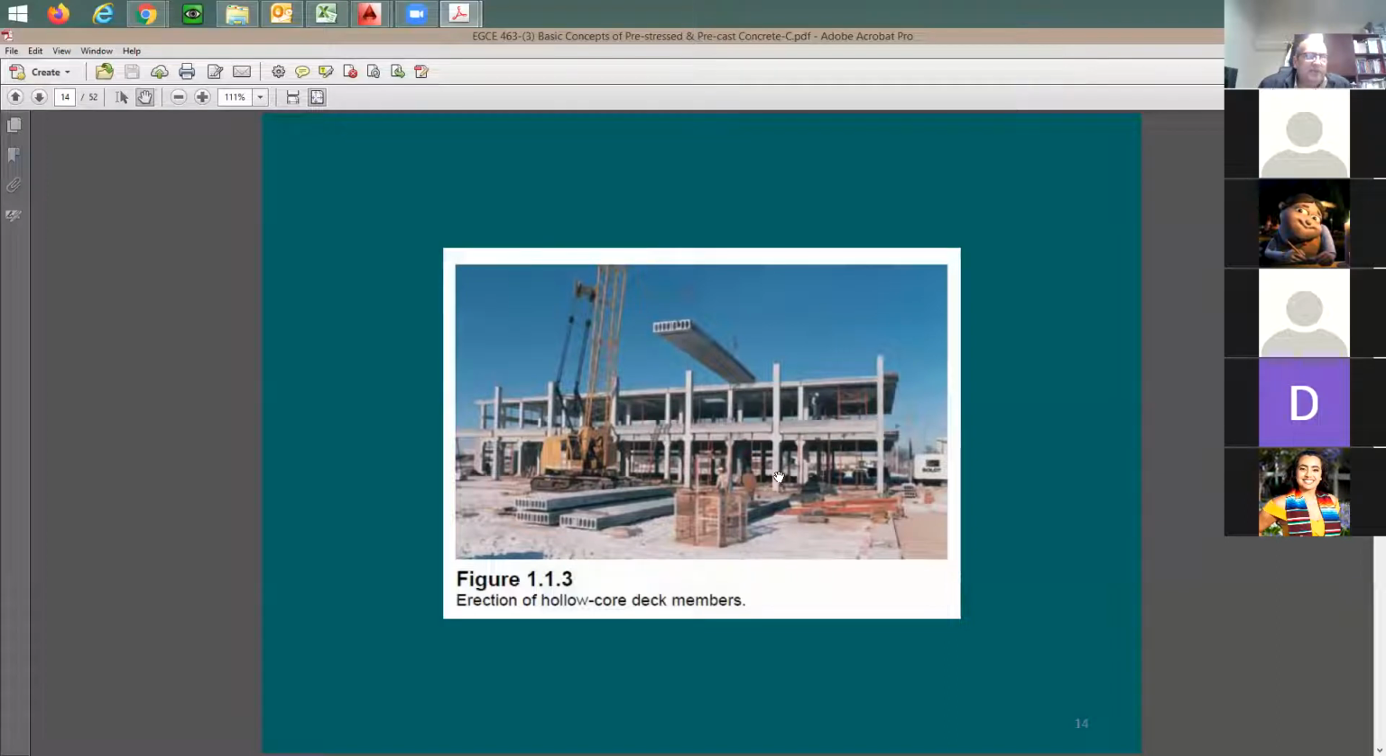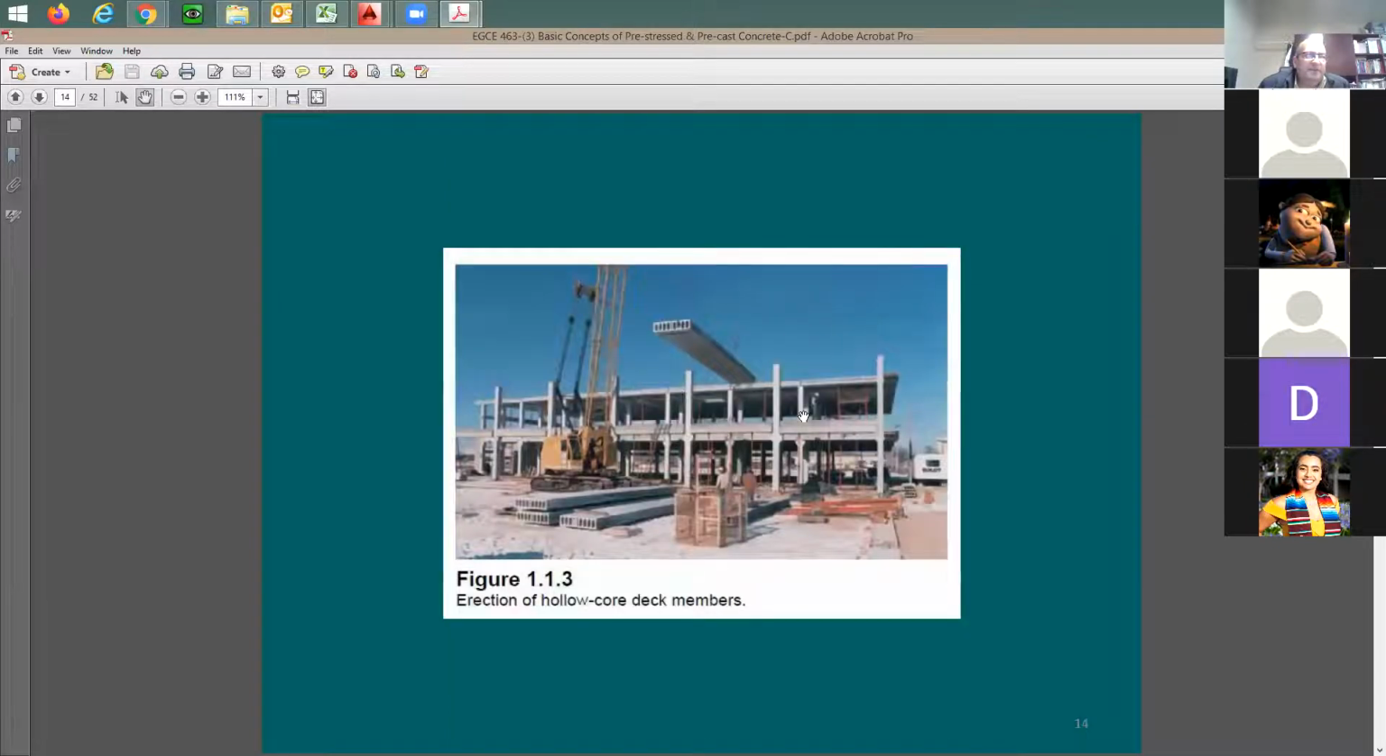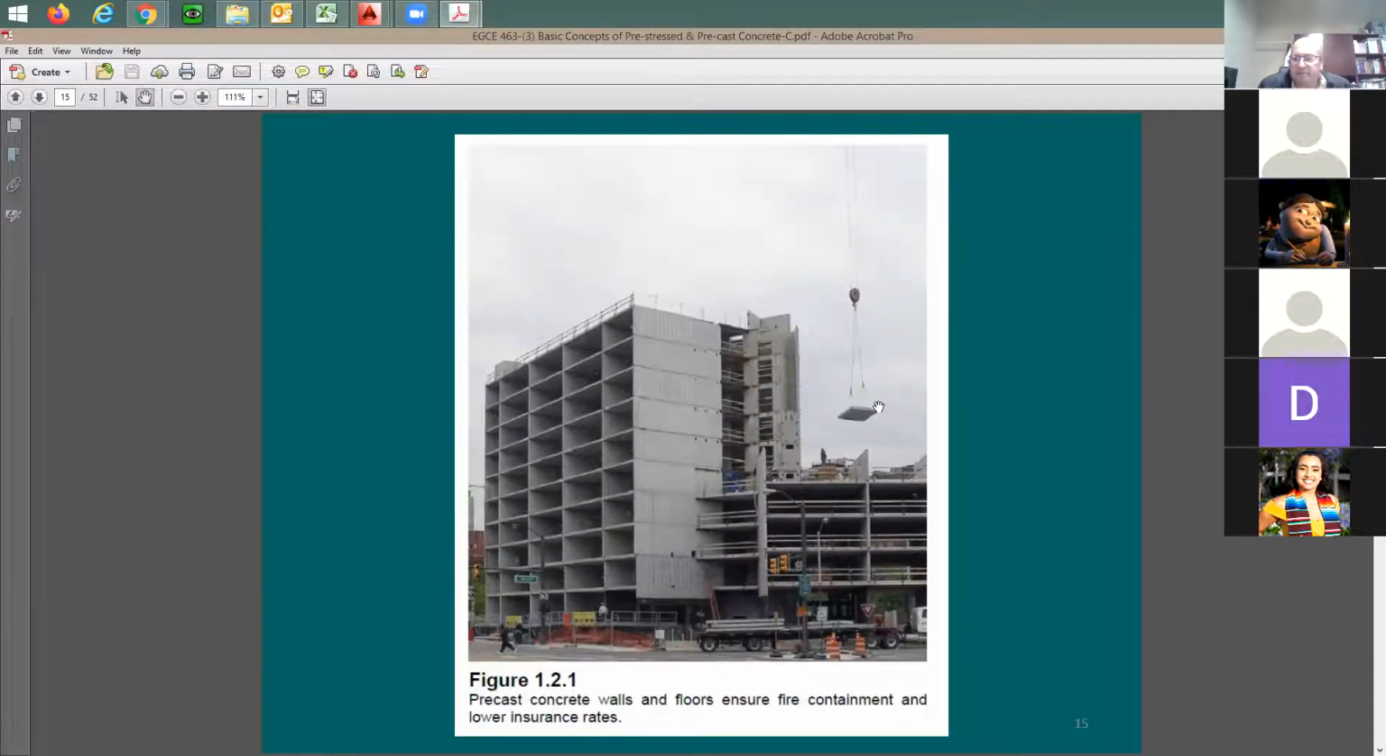As you see here, this is also a precast column, precast beam, and then you have precast planks, or you can call this hollow core deck. All of this is made out of concrete. Look at this, precast concrete walls. The entire building can be made out of precast if you like. You just have a big crane carrying the pieces, putting them in place and assembling them.